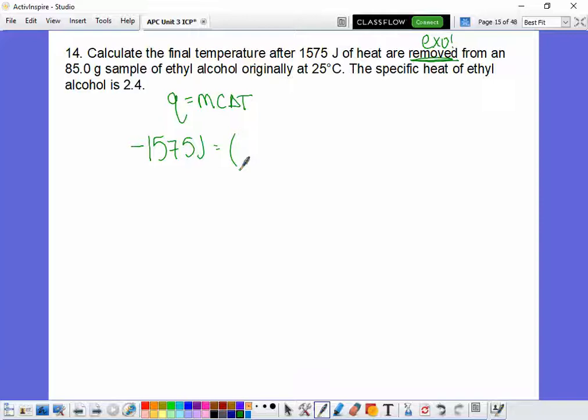Okay. What's my mass? 85 grams. My C is what? 2.4, and that's joules per gram degree Celsius. And I don't know delta T because I don't know T final. T final is what I'm solving, but I know T initial to be 25. Okay. Before we do the math, let's talk about our answer.